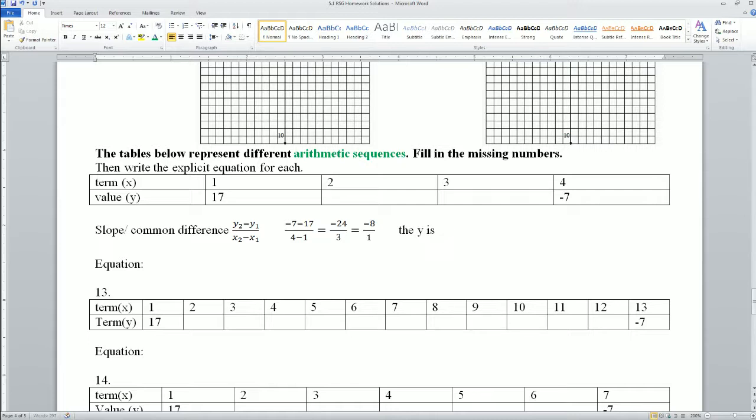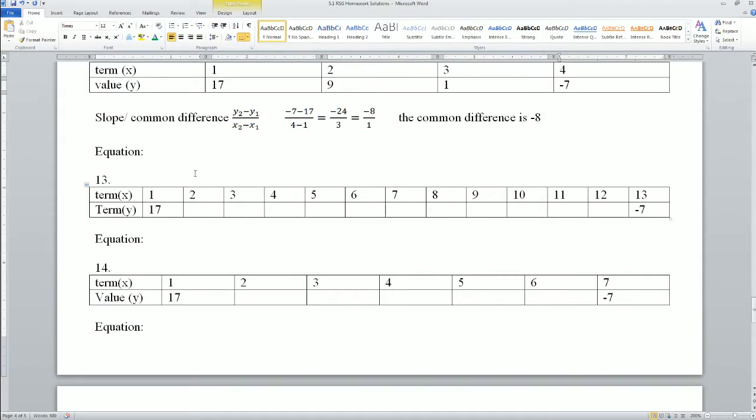So the common difference is subtract 8. Okay, so 17 subtract 8, right? Subtract 8 would be the next one, so this one would be 9. 9 subtract 8 would be 1, and 1 subtract 8 would be negative 7. Okay, good. That's just doing all the work.